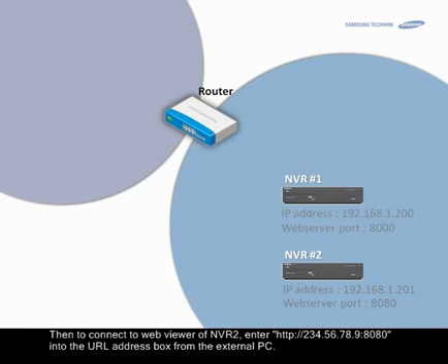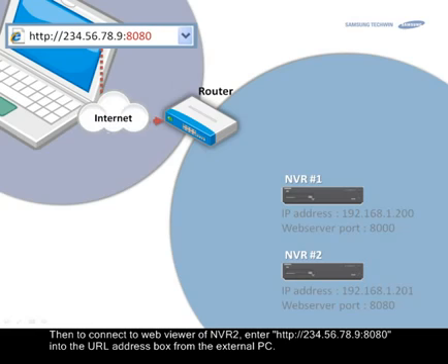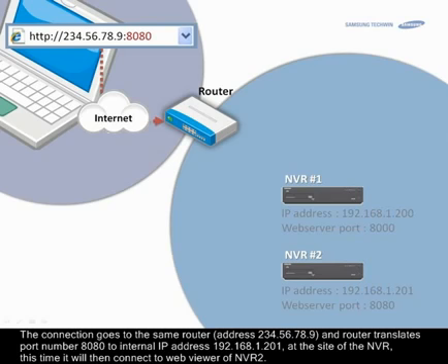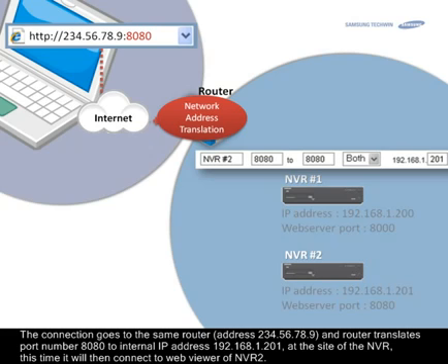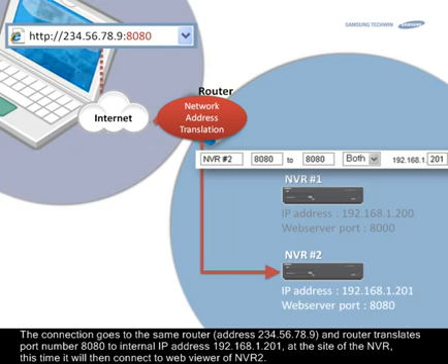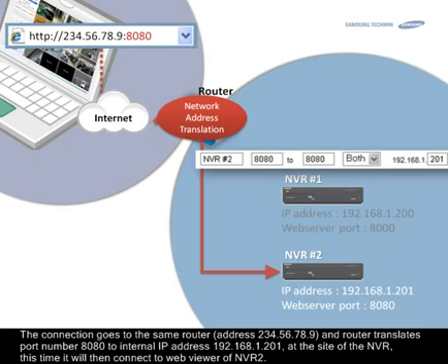Then, to connect to the web viewer of NVR2, again enter hypertext 234.56.78.9:8080 into the URL address box from the external PC. This connection to the same router address of 234.56.78.9 translates that port number 8080 to the internal IP address of 192.168.1.201. This is at the site of the NVR. This time, it will then connect to the web viewer of NVR2.